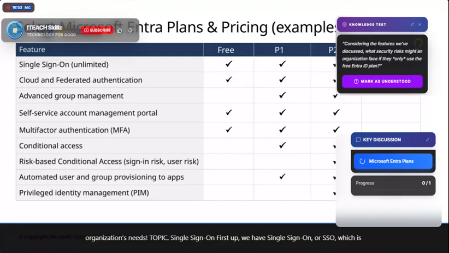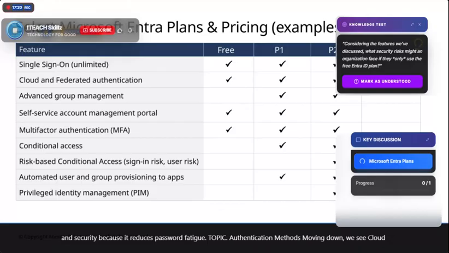Topic: Single sign-on. First up, we have single sign-on, or SSO, which is included in all plans. Think of it like a hotel key card. Once you check in, one card gets you access to your room, the gym, and maybe even the restaurant. SSO lets users log in once and access multiple applications without re-entering their credentials each time. It's about convenience and security because it reduces password fatigue.